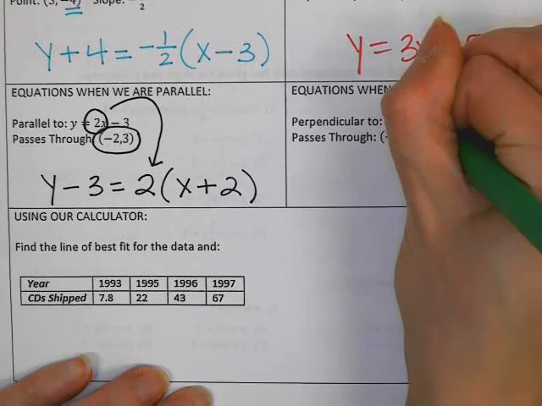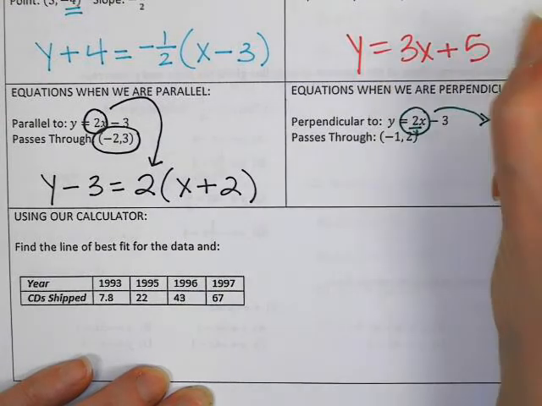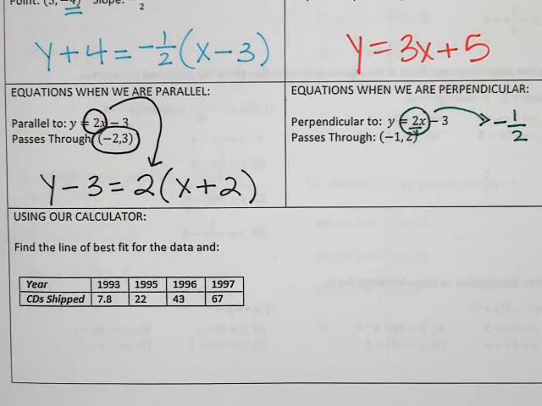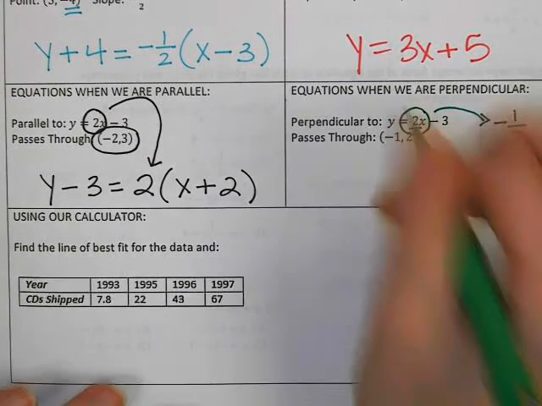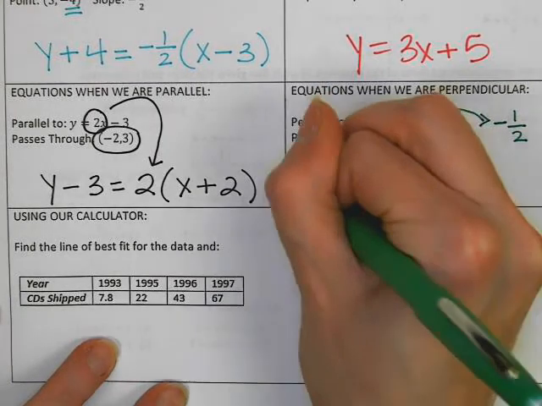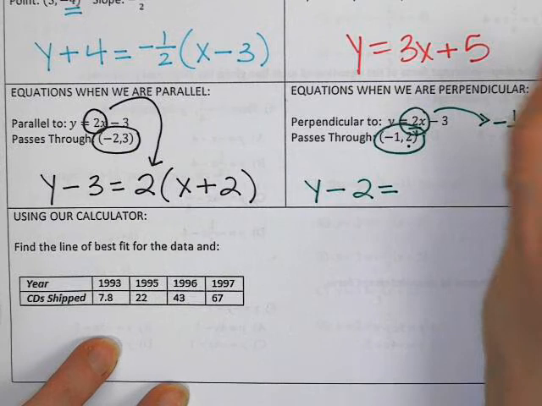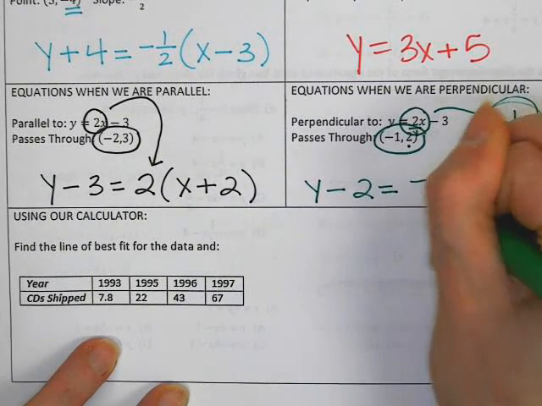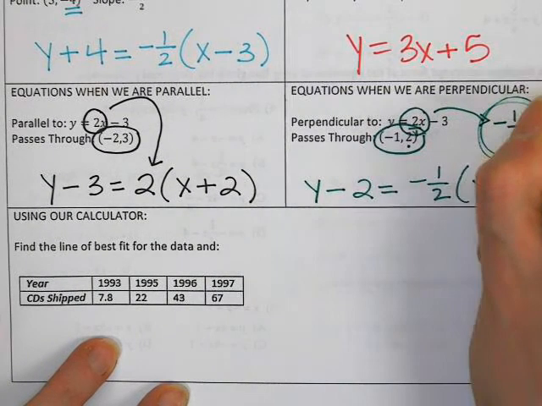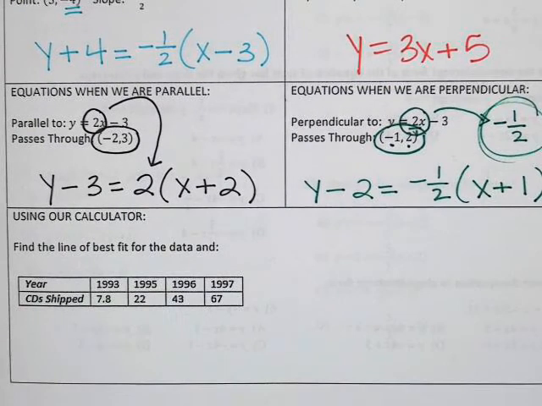Perpendicular, we use the opposite reciprocal. So not 2 over 1, but negative 1 over 2. You flip it and you make it opposite. And then we want it to pass through this point. So y - 2 = our new slope, negative 1/2, times (x minus a minus 1 becomes a plus 1). And you can leave it like that.